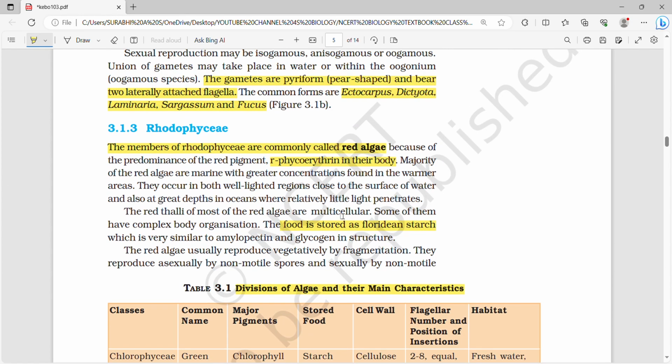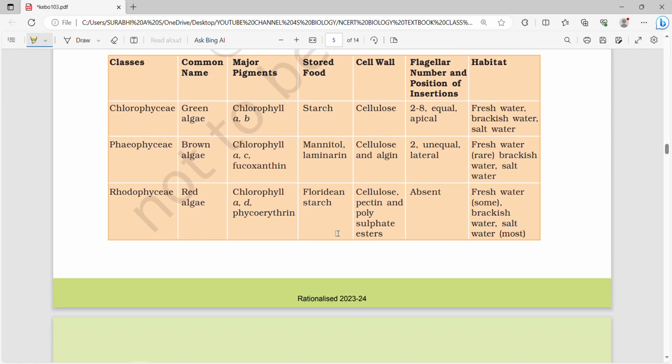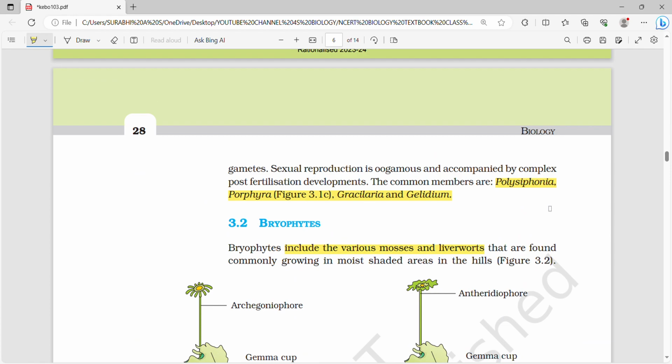Next is the Rhodophyceae. The members of Rhodophyceae are commonly called red algae. They have r-phycoerythrin, and the food is stored in the form of floridean starch. And the examples: Polysiphonia, Porphyra, Gracilaria, Gelidium, PPGGR.